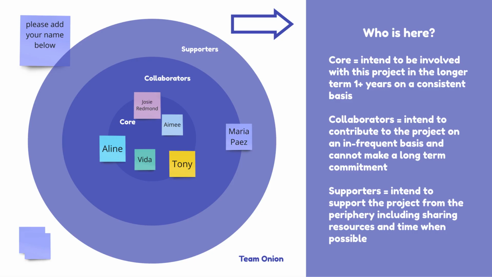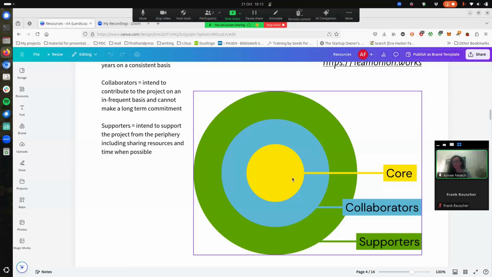So if something has changed, and even though I had made a commitment at the beginning of the project to be active here a year or longer, it may be that I now have a small child and I have to change my commitment from core to collaborator. So every 3 months, the team could decide, for example, to review and renew their commitment to the team and to their place inside the Team Onion.